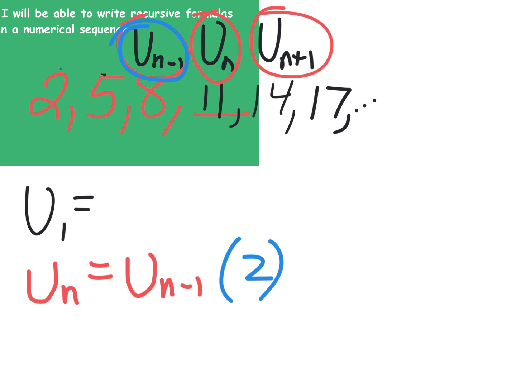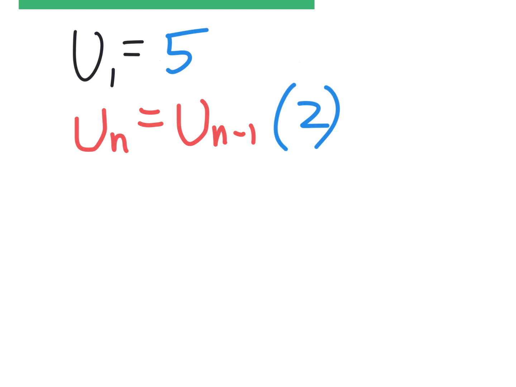U sub 1 equals 5. U sub n equals U sub n minus 1. That's called boilerplate. It'll be in every equation you ever write from now till the end of this unit. If you didn't understand what it was, I'll try to keep explaining it to you for a while, but eventually you just kind of like, that's what you write. It means a random term is given by the term in front of it, and then times something or plus something. In this case, times 2.